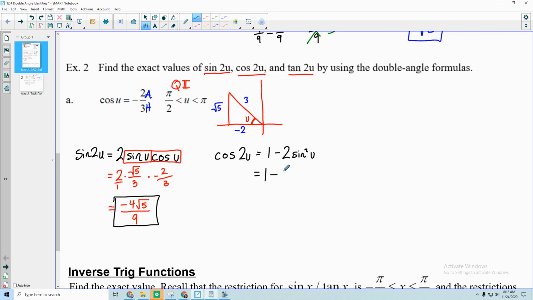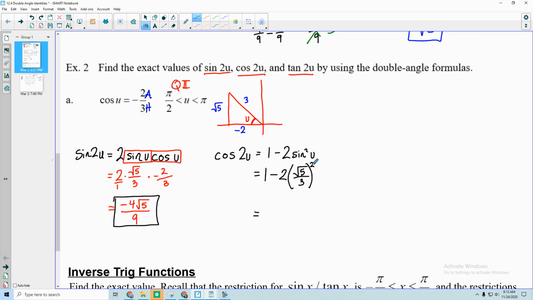So I can bring down the 1, bring down the 2, and then the sine from this triangle we just found a second ago would be the square root of 5 divided by 3. So I have the square root of 5 divided by 3, and then all of that is squared, because remember that sine is squared. So I've just substituted that in, and then now I'm just simplifying.